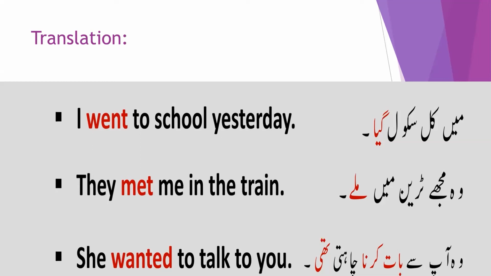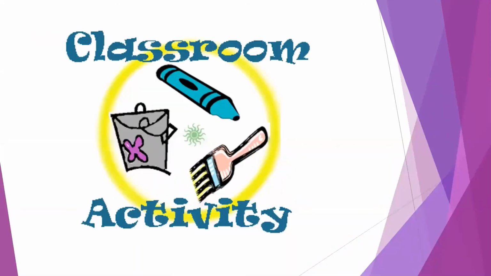Past sentences is a verb tense which is used to show that a completed action took place at a specific time in the past. The simple past tense is also frequently used to talk about past habits, generalization, that is, the actions you performed in the past. Now it's time for the class activity.